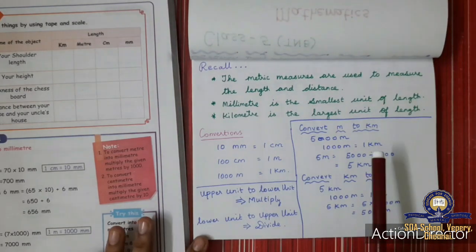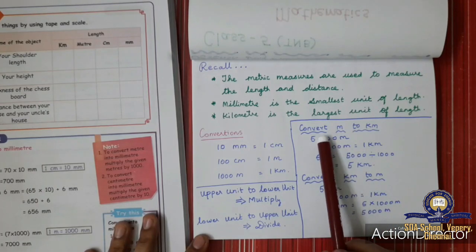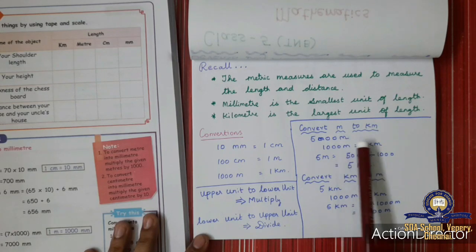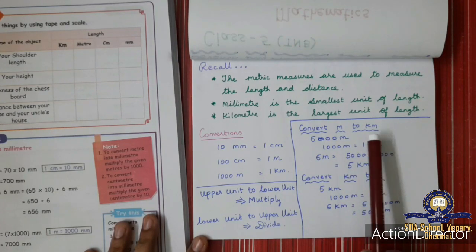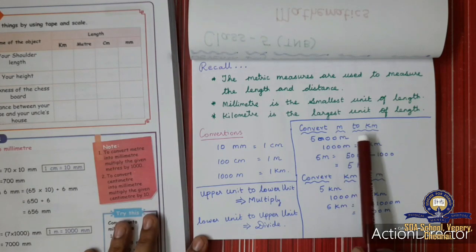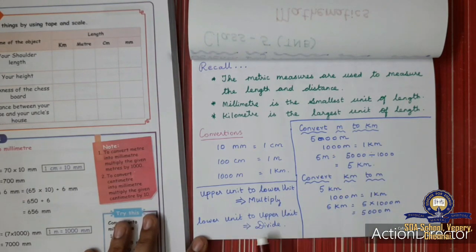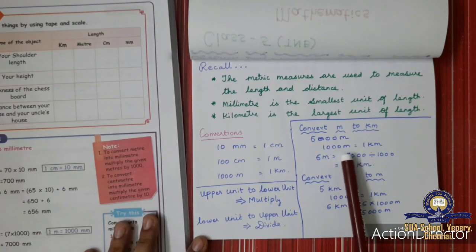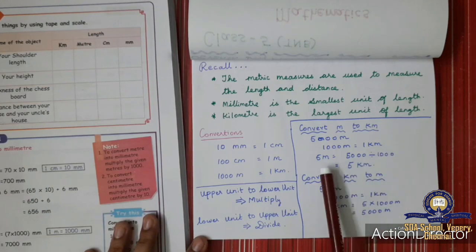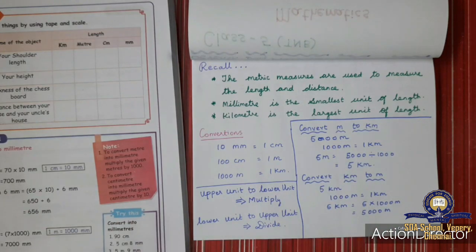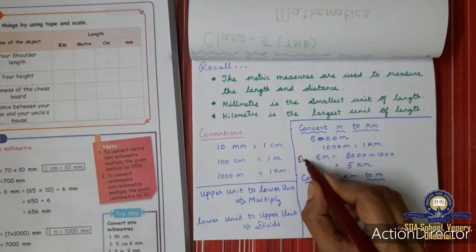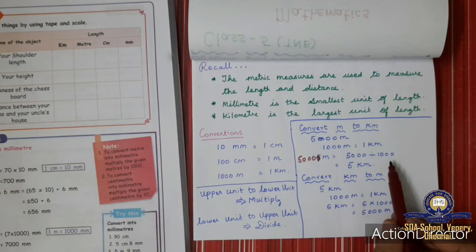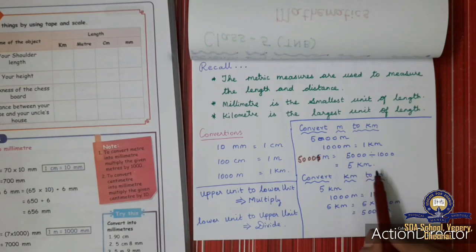Then we saw some conversions. For example, convert meter to kilometer. Here meter is the smallest unit and kilometer is the largest unit. So lower unit to upper unit means we have to divide. They have given 5000 meter. 1000 meter is 1 kilometer, so 5000 meter is 5000 divided by 1000, which is 5 kilometer.